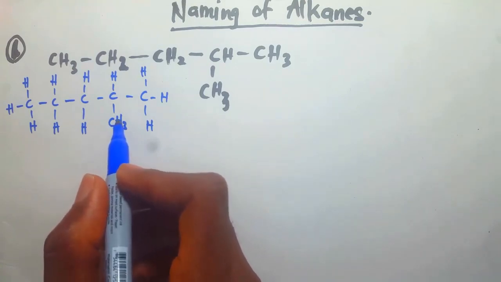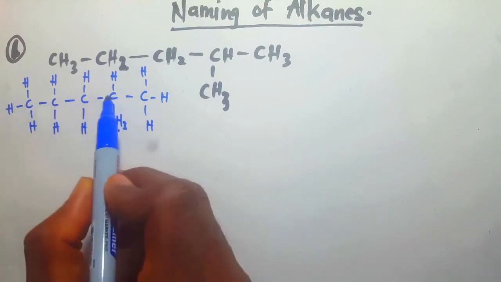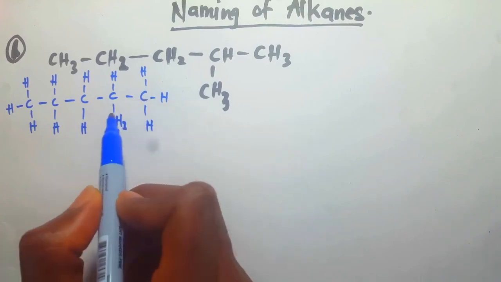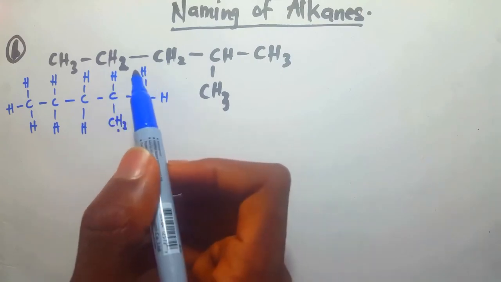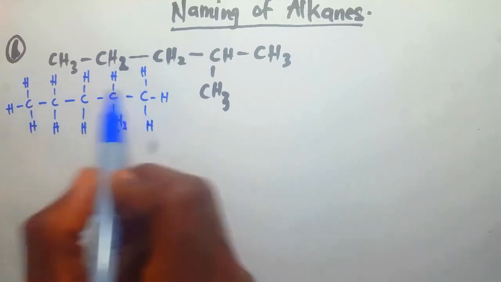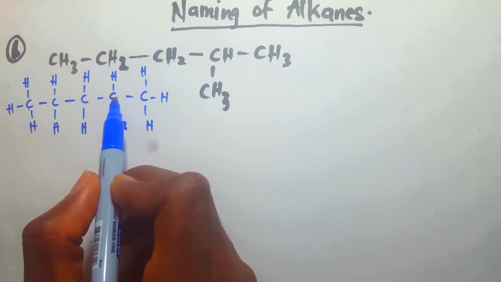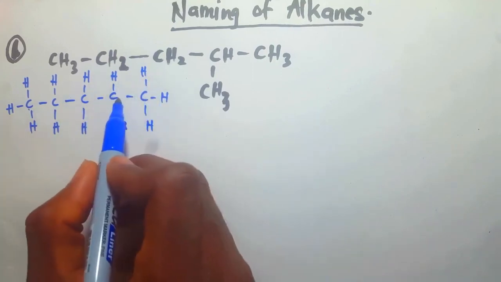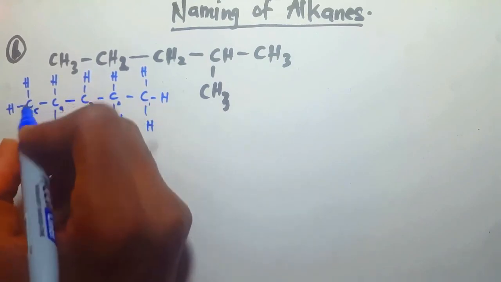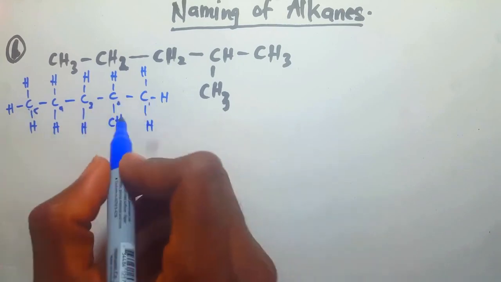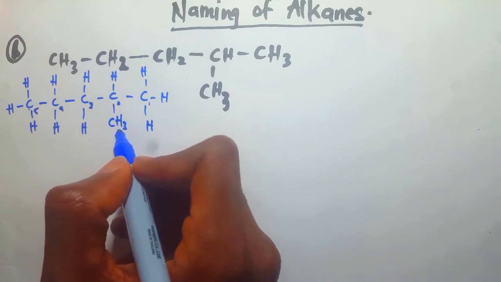Now to name this, we first have to know the position and the number of carbons. We have 1, 2, 3, 4, 5 carbons. By position I mean the carbon number, and we always use the least number. Counting from left to right, it's on the 4th carbon. Counting from right to left, it's 2. We prefer the least number, so we use 2. This organic substituent is found on the 2nd carbon.